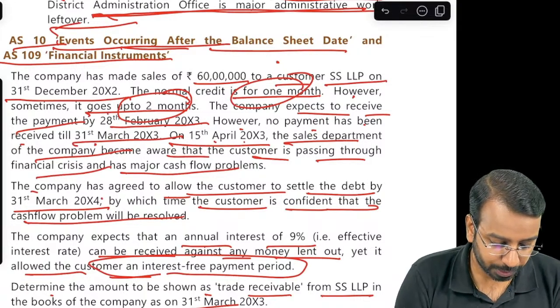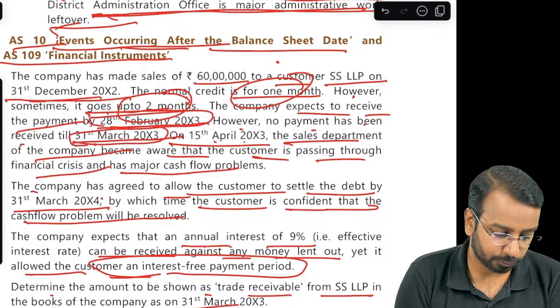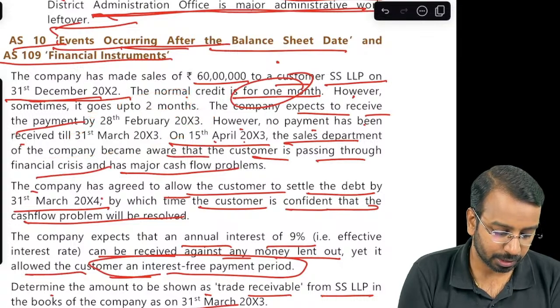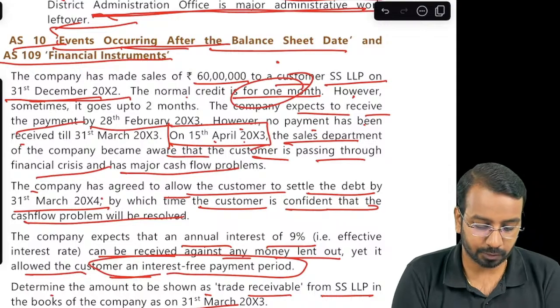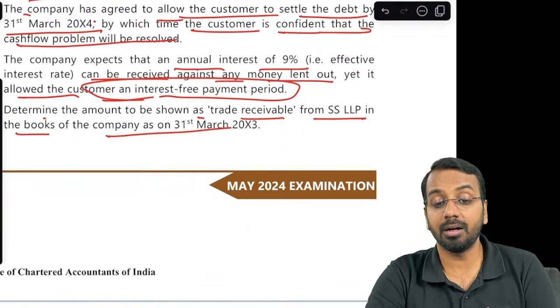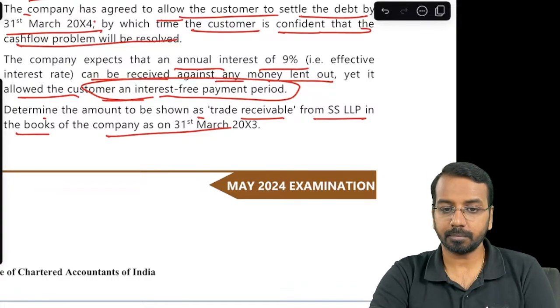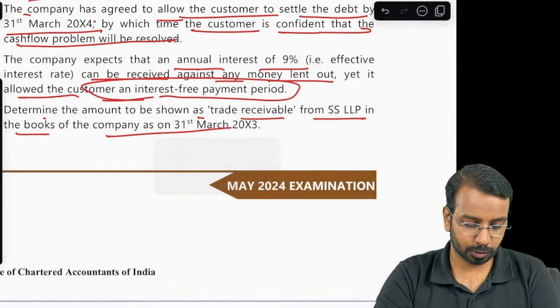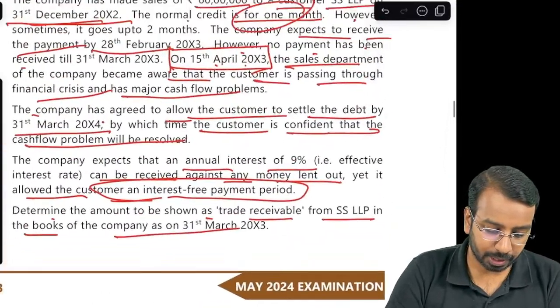You're supposed to pay by 2 months. So from 31st December, you should pay by 28th of February, but you have not paid till 31st of March, which means there is definitely some kind of financial crisis. And that evidence is confirmed on 15th of April. So what do you have to do? You have to work backwards and restate the financial statements, right? Then, when are you expected to receive the amount now?